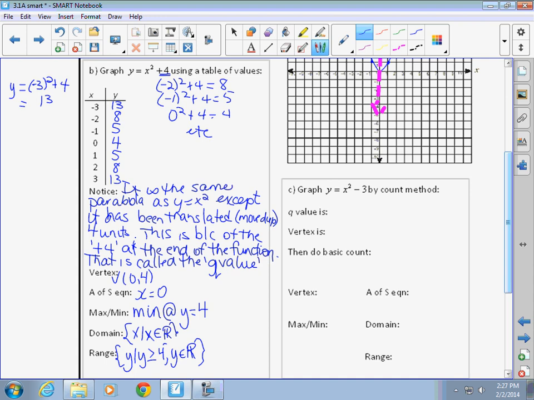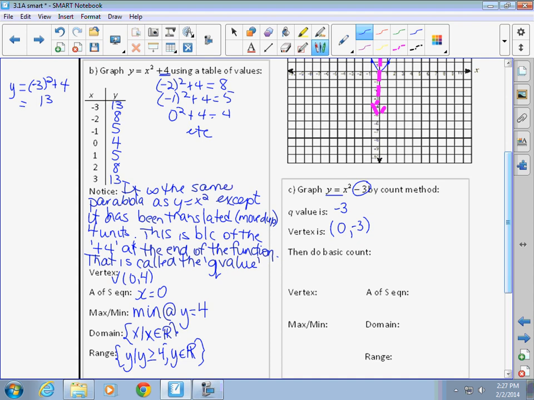Okay, so the third one here, we're going to graph y is equal to x squared minus 3, but we're going to use the count method instead. So instead of doing a table of values, we're going to use the count method. If I take a look at this graph, my q value is what's being added or subtracted on to my function. My original function is y is equal to x squared right here. What's being added on is this negative 3. So my q value is negative 3. That means my vertex is going to be at 0 and negative 3.